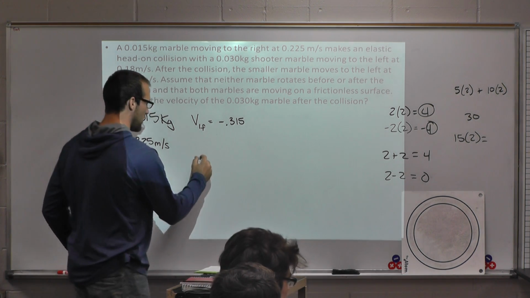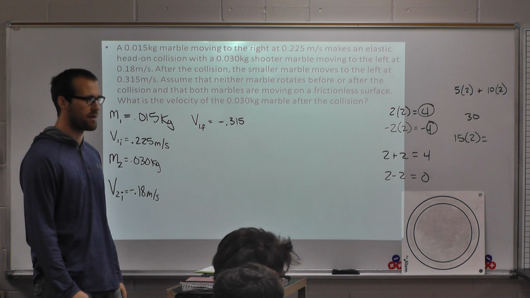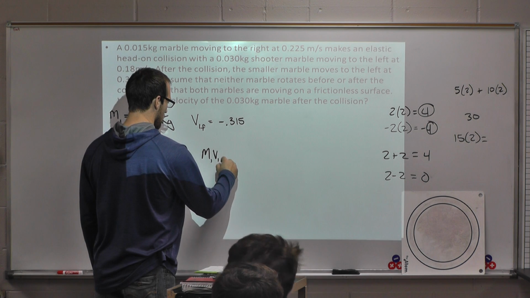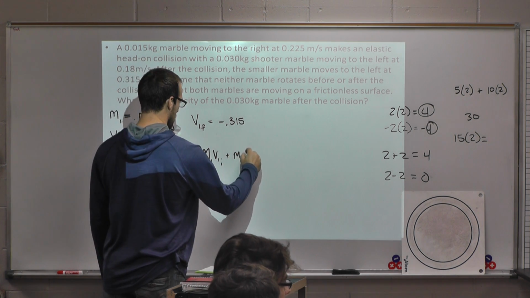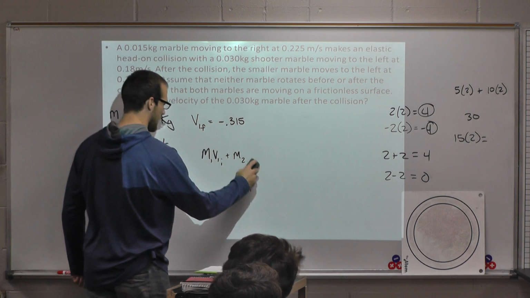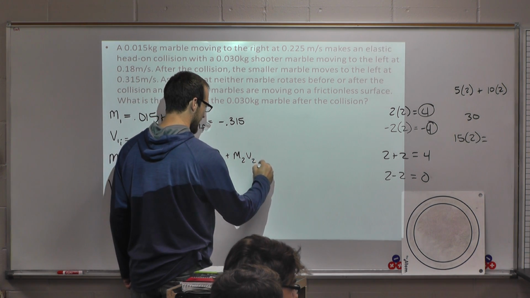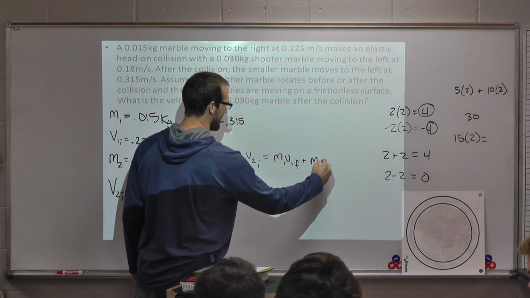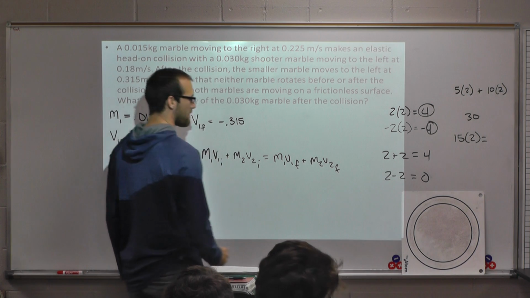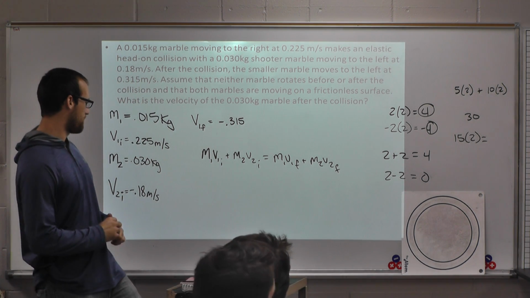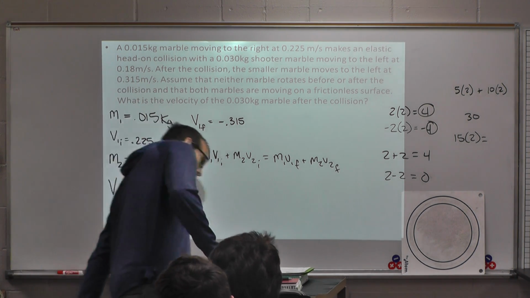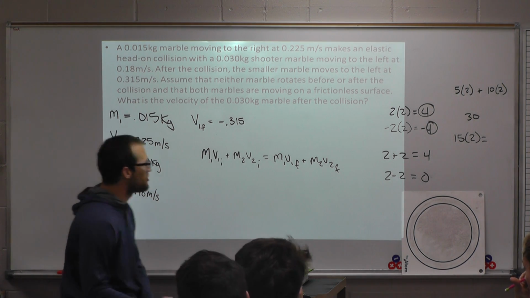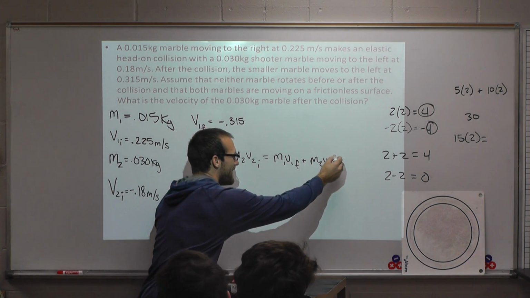So now we don't have any zeros, so we can't cancel anything out here, can we? So we have to use the full equation. Now, which variable are we solving for in the context of this problem? VF2 or V2F?